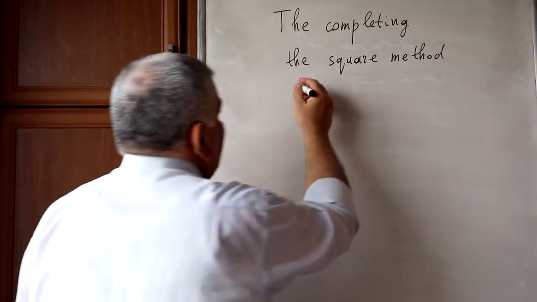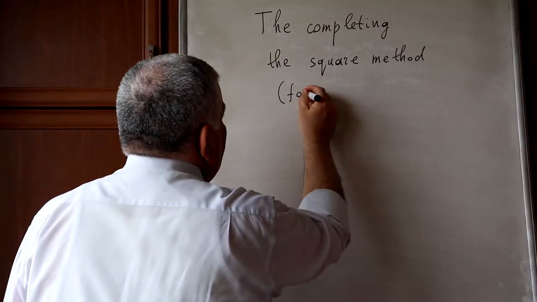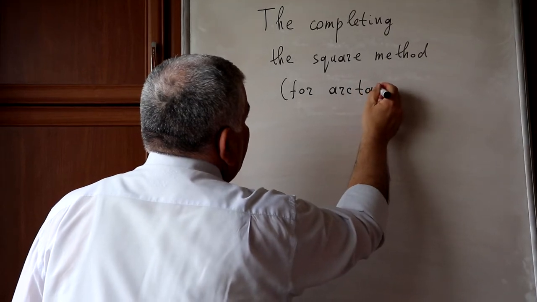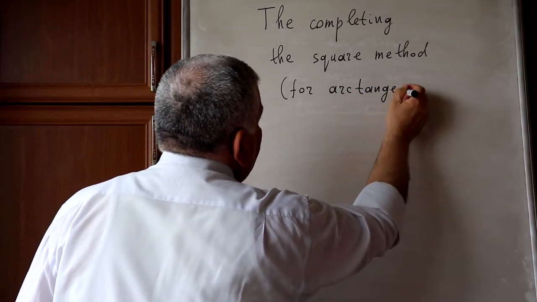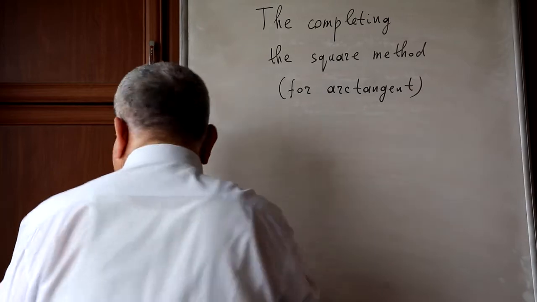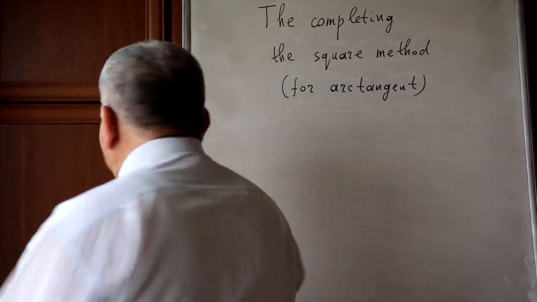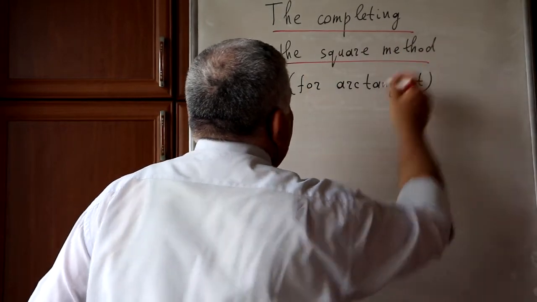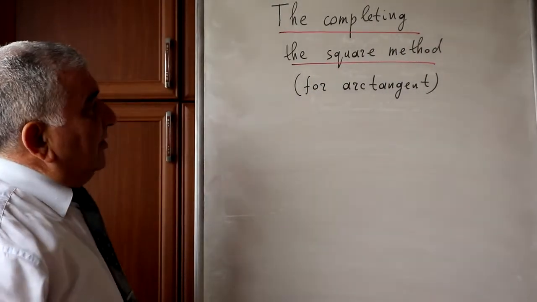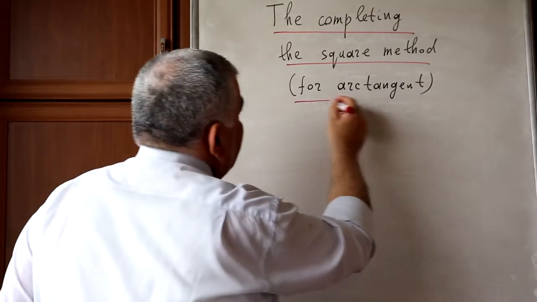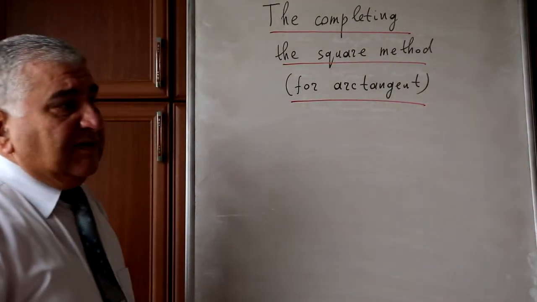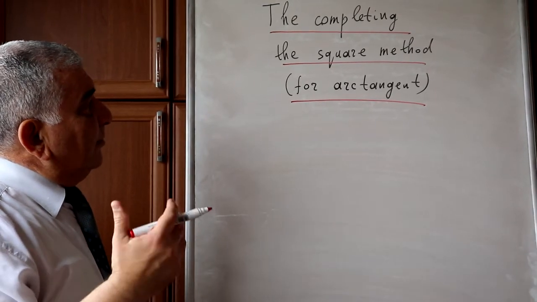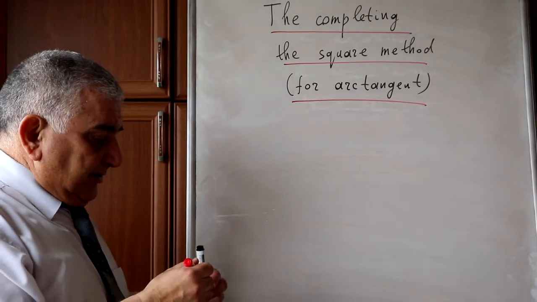Arctangent. In Azeri, arctangent için tam kvadratın ayrılması usulü. In Russian, метод выделения квадрата или полного квадрата, метод выделения полного квадрата для арктангенса.